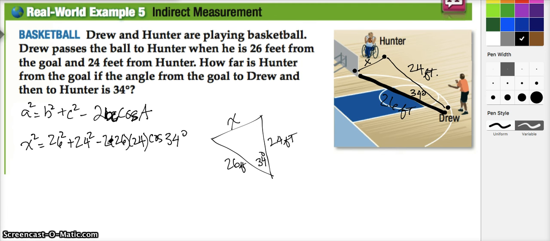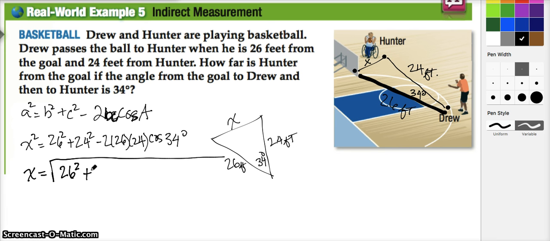And right now, I'm going to be honest with you. I am about to shove most of this into Desmos and let them do the math for me. So x is equal to the square root of all of this. And I'm not even going to bother doing any of the math. I'm going to let the calculator do it for me. So the square root of 26 squared plus 24 squared minus the quantity of all of this stuff. Parentheses will be our friends when we plug this into the calculator. And I will show you how easy it can be.